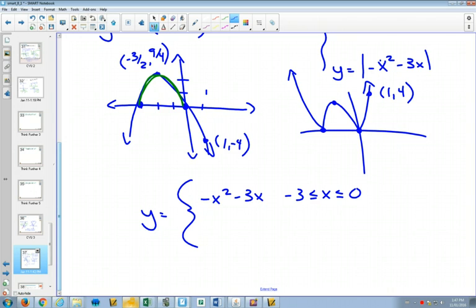And then the other parts that got flipped up, again, we can just rewrite our original function, and to flip it up, we'll put a negative in front. And that happened when x was less than negative 3 or when x was bigger than 0.